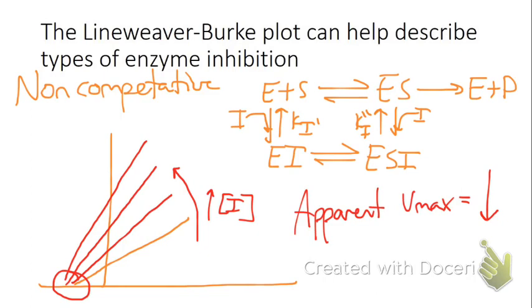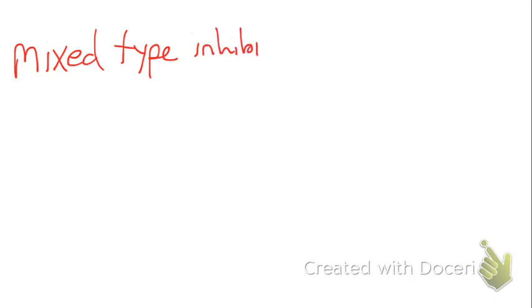Then what we can have is what's known as a mixed type inhibitor. This one resembles both: a change in Vmax, like a non-competitive inhibitor, and a change in Km, like a competitive inhibitor. The graph will look very similar to that of the non-competitive one. So what does this one look like?